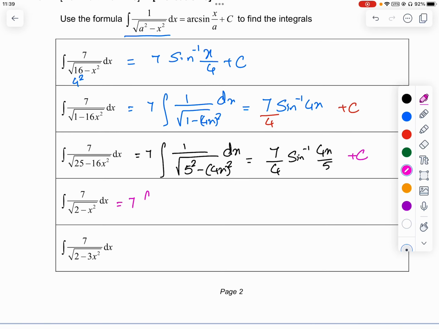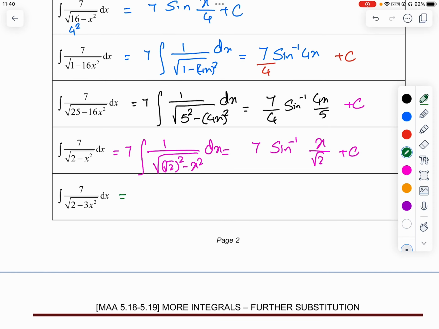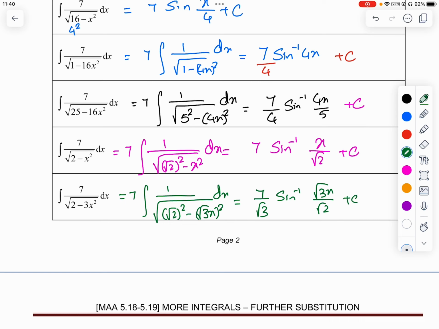Now how do I write this one? 7 integral of 1 upon square root of, square root 2 whole square minus x square dx. So what does it become? 7 sine inverse x upon a, x upon square root 2 plus c. Next one, 7 outside, 1 upon square root of, square root 2 whole square minus square root 3x whole square dx. So it becomes 7 upon square root 3 sine inverse root 3x upon root 2 plus c. That's going to be the answer.